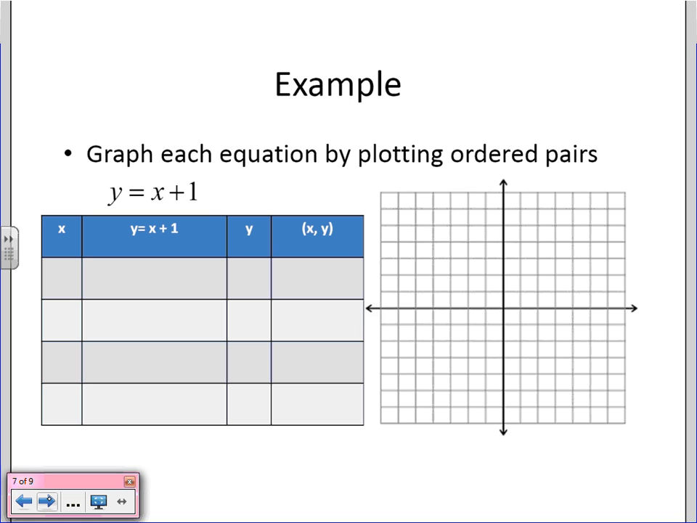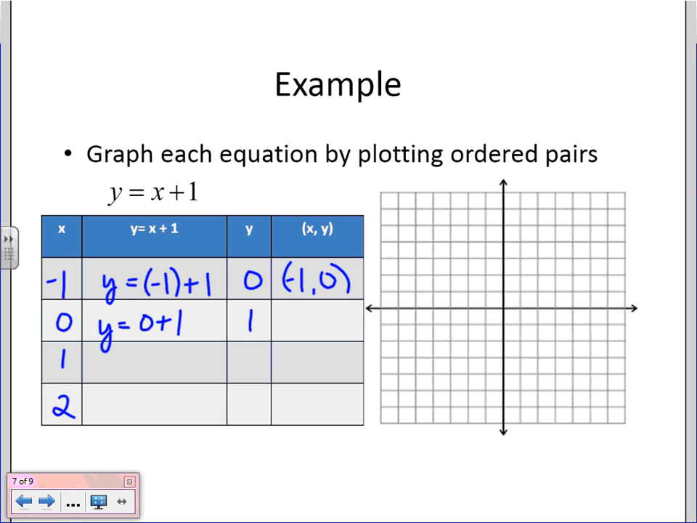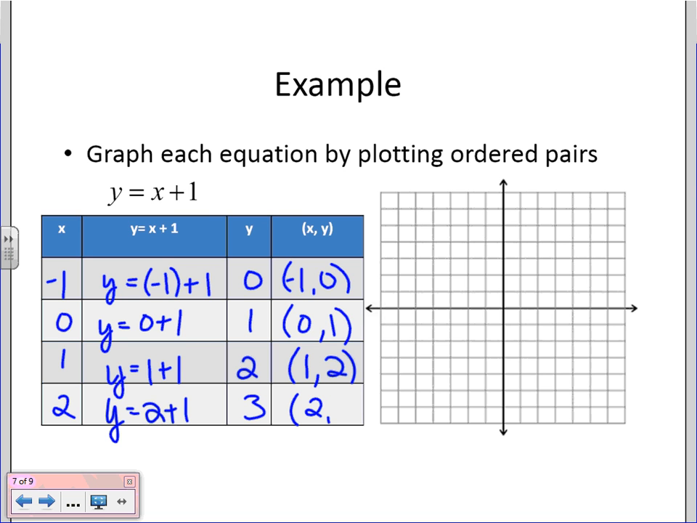So here we go. Now, we were making tables before, and now I want to graph. So we're going to graph by plotting our ordered pairs. So the same process as we had before. I want to use my same 4 values, negative 1, 0, 1, 2. We plug in y equals negative 1 plus 1. We get 0. Our ordered pair is negative 1, 0. Y equals 0 plus 1, 1, 0, 1. Y equals 1 plus 1, 2, 1, 2. Y equals 2 plus 1, 3, 2, 3.